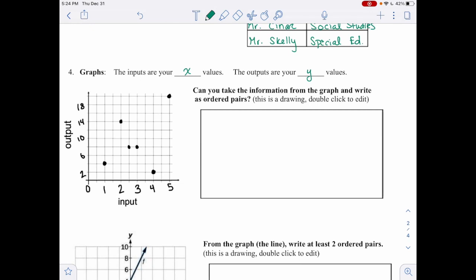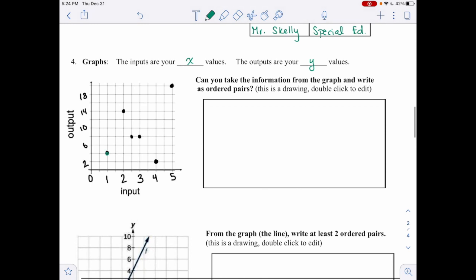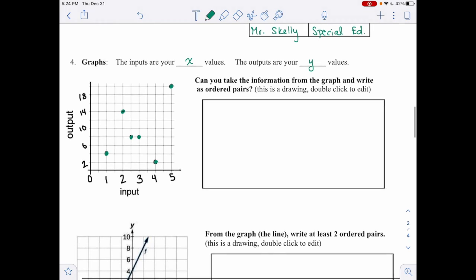So it says, can you take the information from the graph, right? So the information from the graph are these ordered pairs, these points, right? And can you turn them into ordered pairs? So can you write them out as x comma y? So pause the video, take a second to do that, see if they match up. Be careful here. If you notice, I skipped lines. So each of these is actually 0.5.